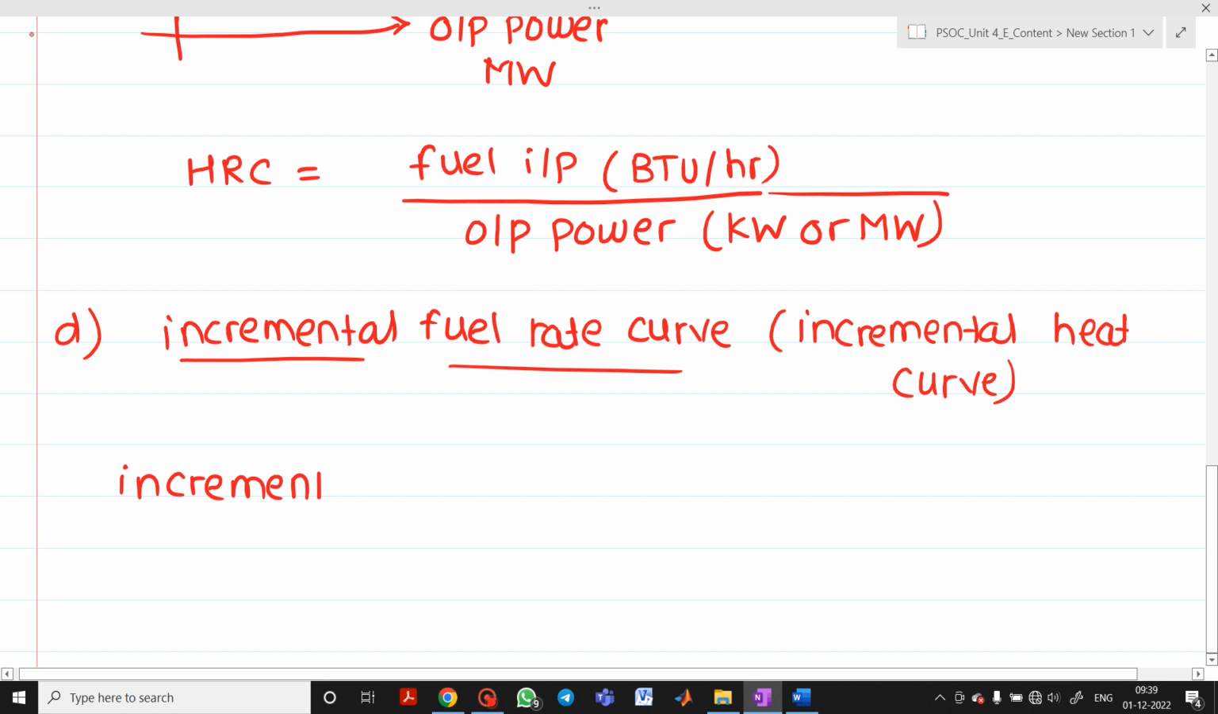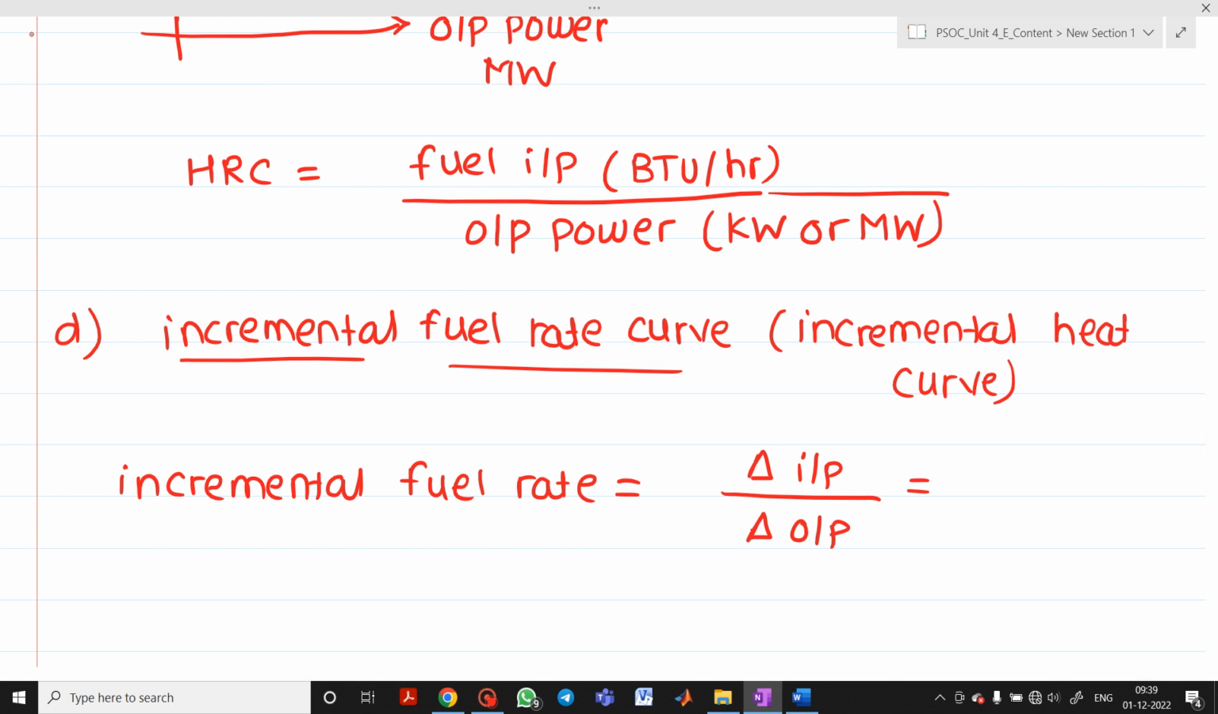Incremental fuel rate. So what will it be? Small change in the input divided by the corresponding small change in the output. Now here what is the input? Input is nothing but the ratio of change in the input required for a small change in the output from a given operating point. Input is nothing but fuel, so change in the fuel, and this will be a change in the output, that is PG.